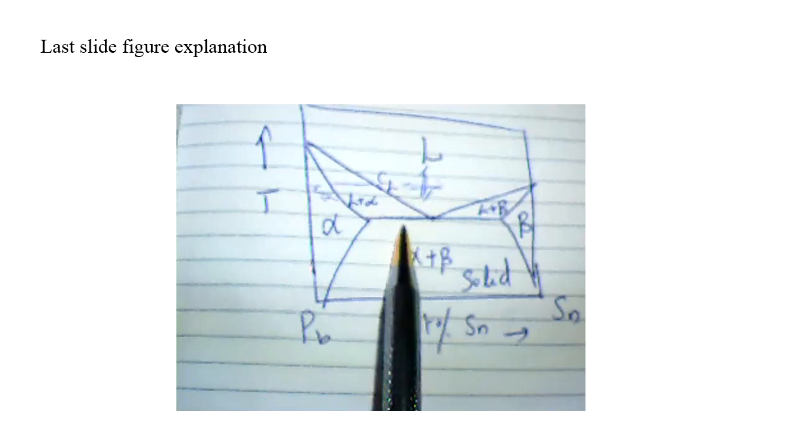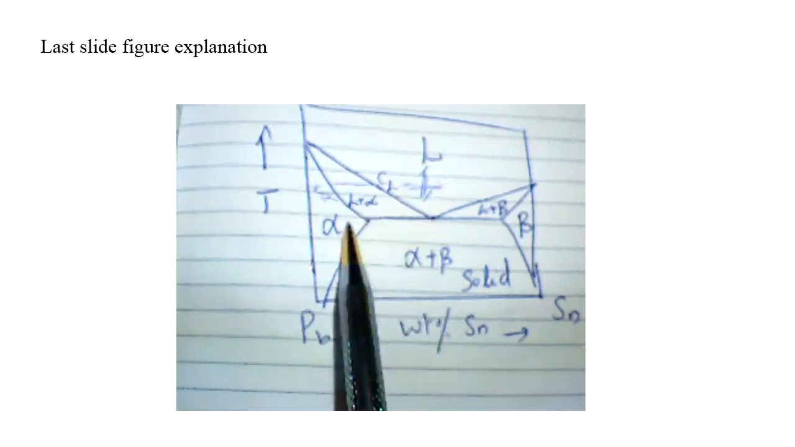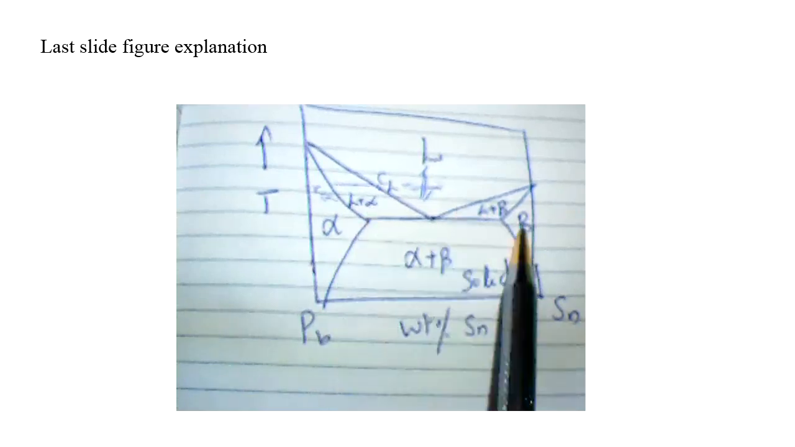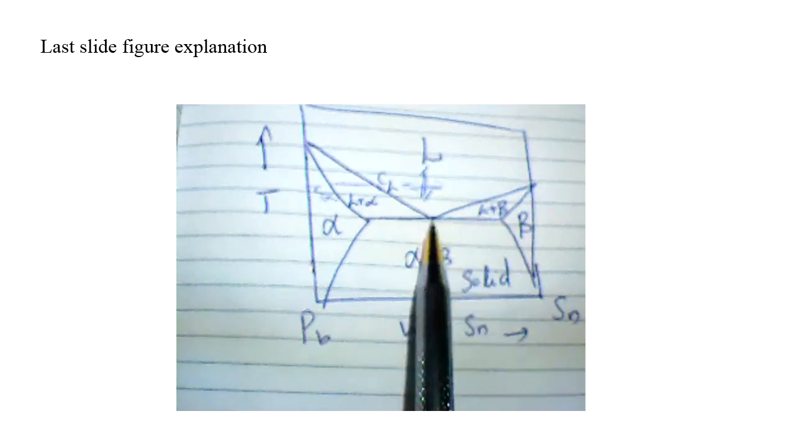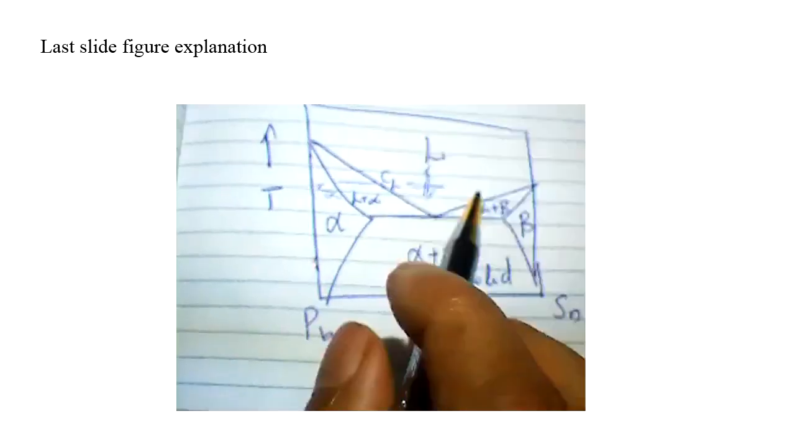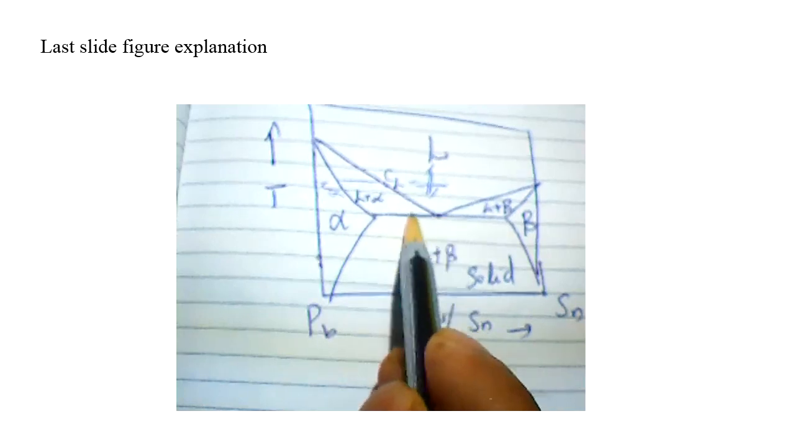In the third case, we consider all three phases in equilibrium. So alpha is in equilibrium with liquid and beta. So three phases are in equilibrium. So we find out that the degrees of freedom F value is 0. That means we cannot specify any of these variables. So in this case, this central horizontal line represents the three-phase equilibrium.